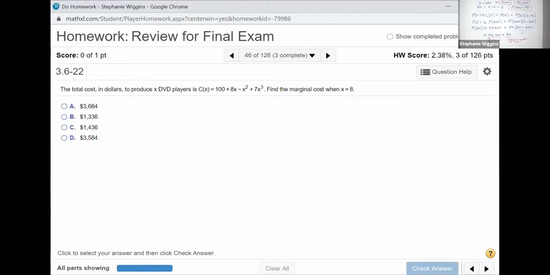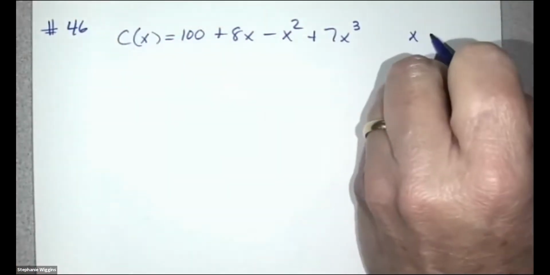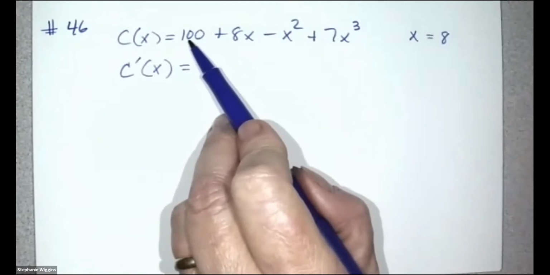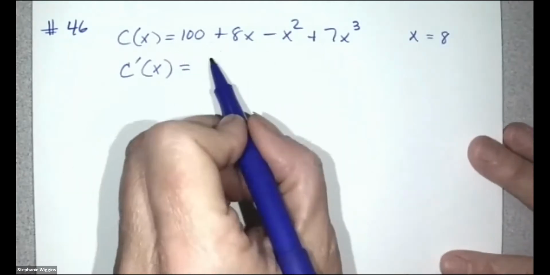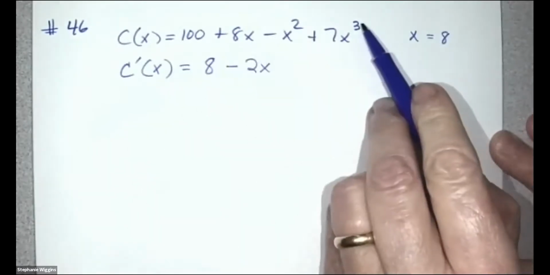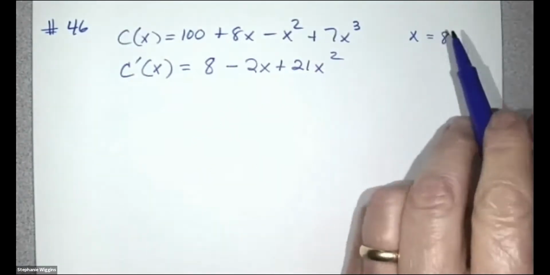You're going to take C of X, which is 100 plus 8x minus x squared plus 7x cubed. You're going to take the derivative of that and evaluate it when x equals 8. Of course, taking the derivative of 100 gives us 0. The derivative of 8x is 8. The derivative of negative x squared is minus 2x. And here we have 3 times 7, that's going to be 21x squared. And then I'm just going to take the 8 and plug it in.